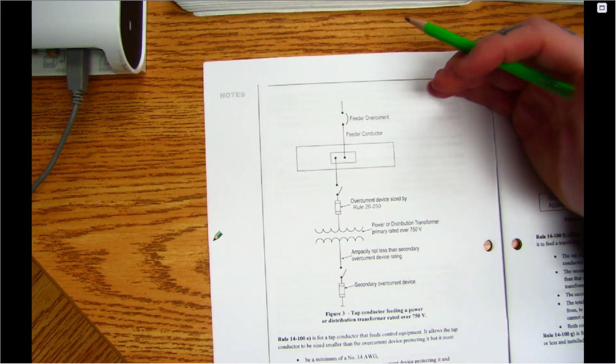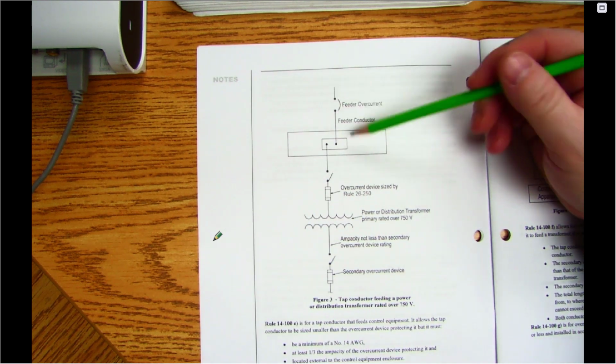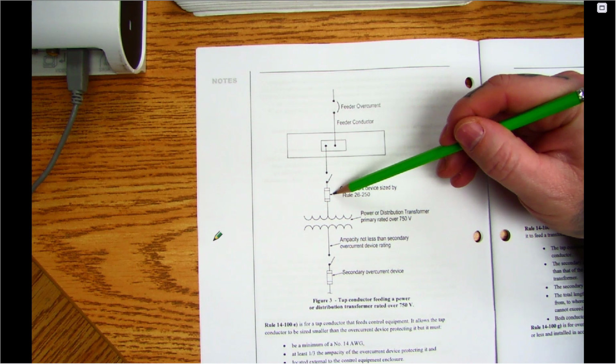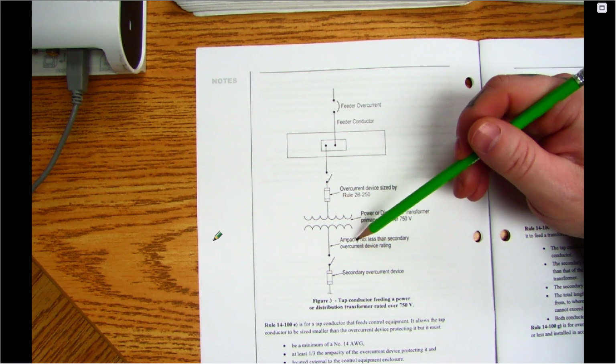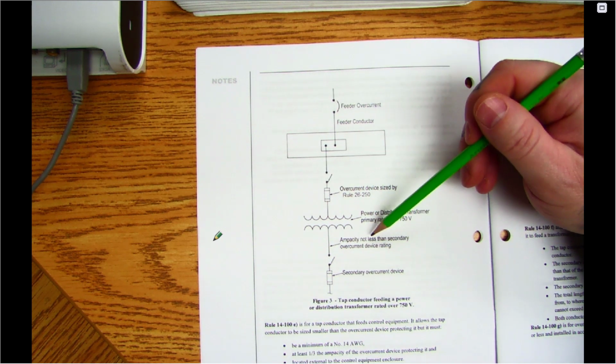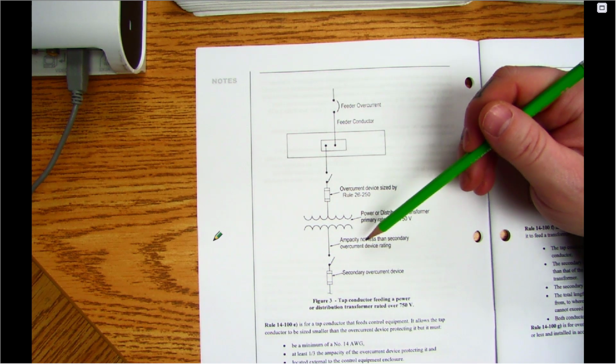So they show it here. Again, we have our feeder conductor, our tap. This is the primary overcurrent they were talking about here. And then the secondary overcurrent device. So ampacity not less than the secondary overcurrent device rating.